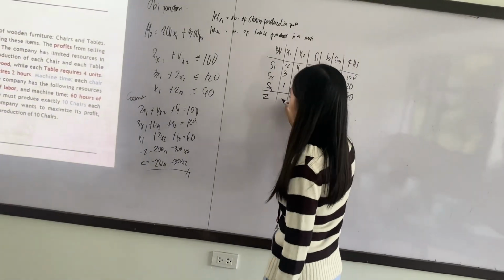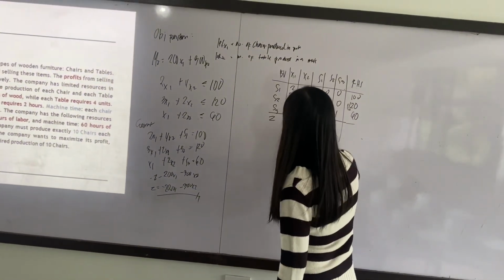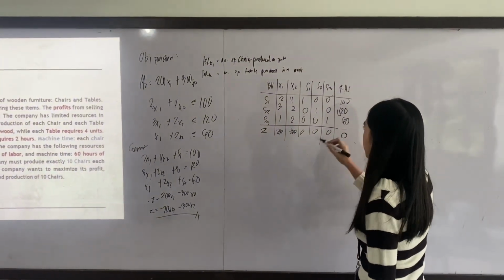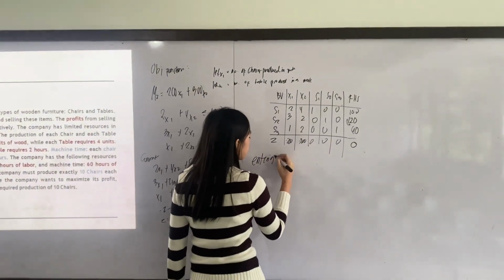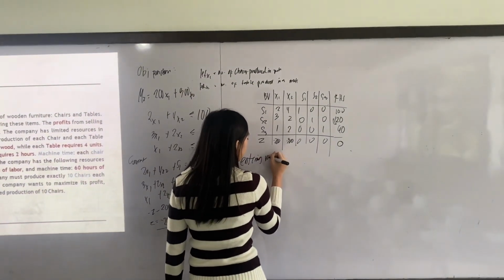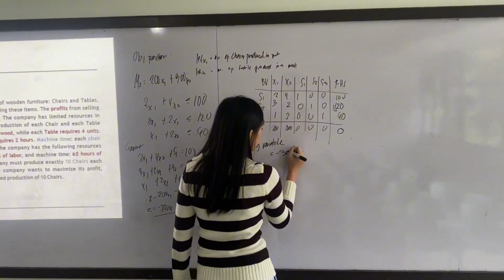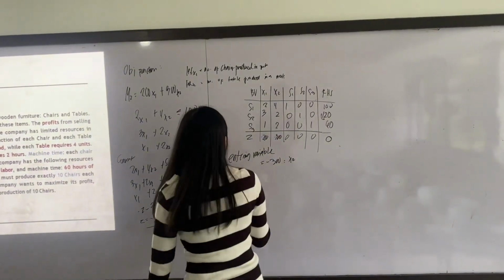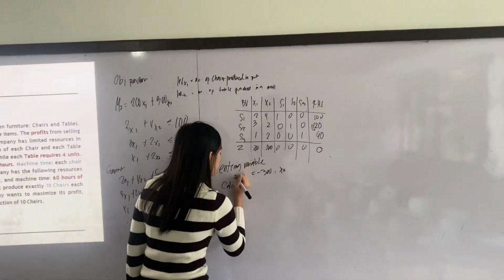Our objective function coefficients, we have 200, negative 300, 0, 0, 0, and 0. Our entering variable is negative 300, which is in the column of x sub 2. So next step is to calculate using the pivot formula.